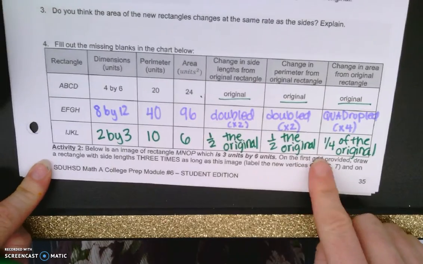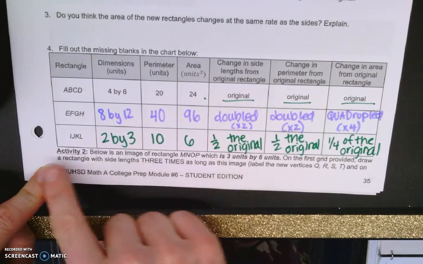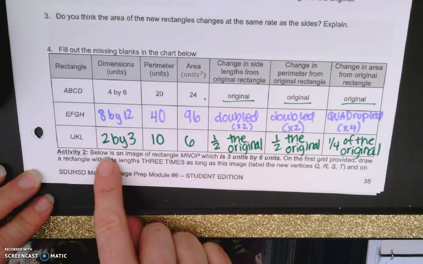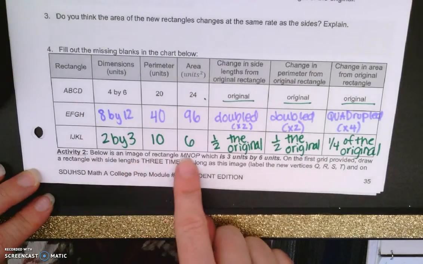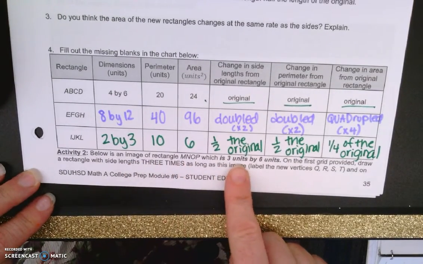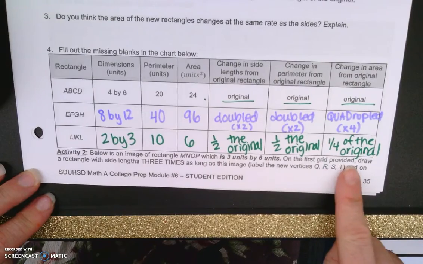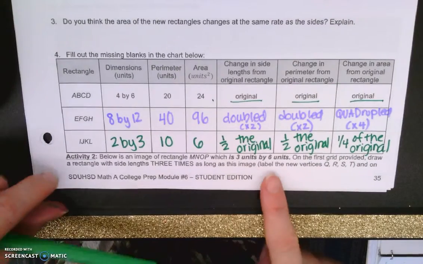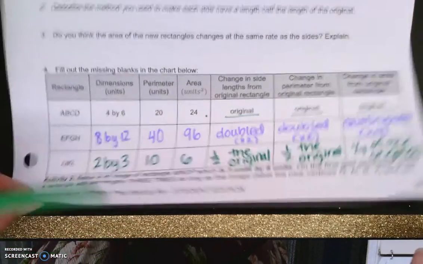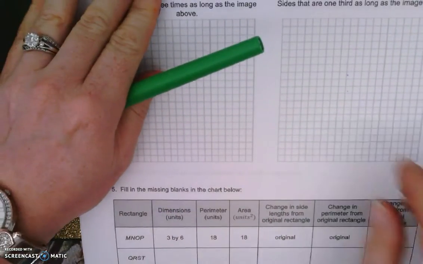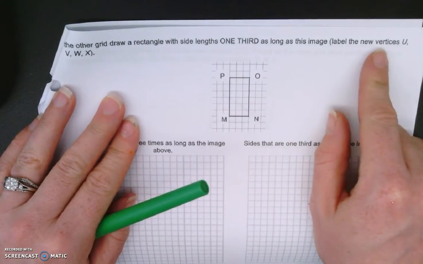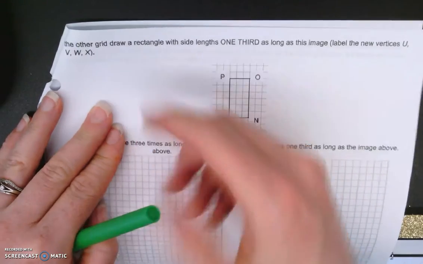The directions are on the bottom of this page, but the activity itself is on the next page. So let's start reading. Please have your trackers ready as I'm reading aloud. Activity 2. Below, aka on the next page, is an image of rectangle MNOP, which is 3 units by 6 units. On the first grid provided, draw a rectangle with side lengths that's 3 times as long as the image. Label a new vertices Q, R, S, T. And on the other grid, we're going to draw a rectangle with side lengths 1/3 as long as the image. And label these new vertices U, V, W, X.